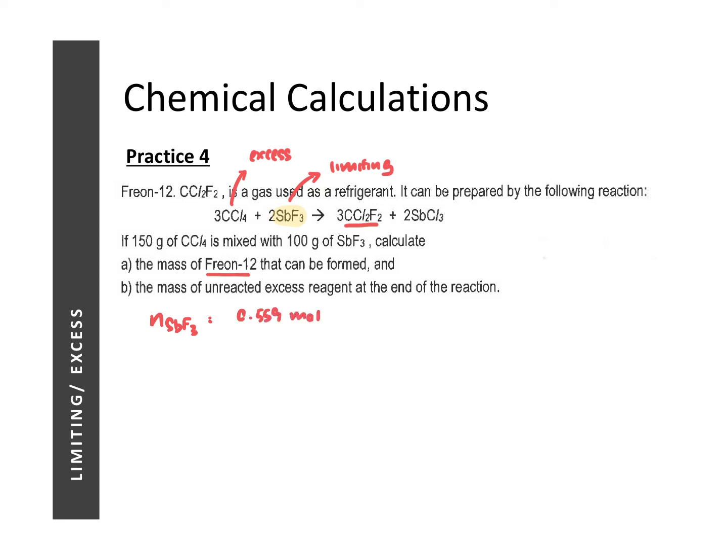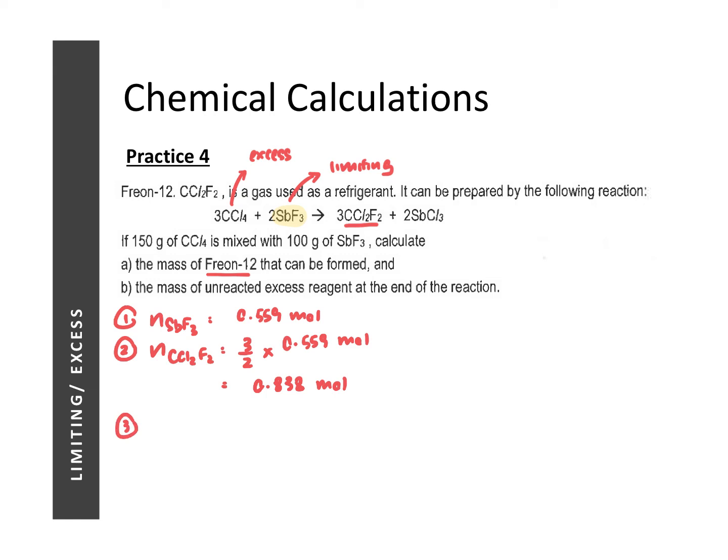So step number 1 of the 3Cs is to convert to moles. Step number 2 is to compare mole ratio to find the number of moles of your product. So the number of moles of CCl2F2, by comparing the mole ratio given in the chemical equation, would be equal to 3 over 2 times the number of moles of your SbF3, and that would be equal to 0.838 moles again.